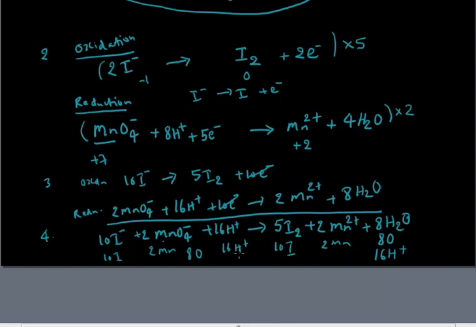If you compare the number of atoms or ions, they're equal: 10 moles of iodine atoms, 10 moles of iodine atoms, 2 moles of manganese, 2 moles of manganese, 8 moles of oxygen atoms, 8 moles of oxygen atoms, 16 moles of hydrogen, and 16 moles of hydrogen ions. So this redox equation is said to be balanced. That's a balanced redox equation.